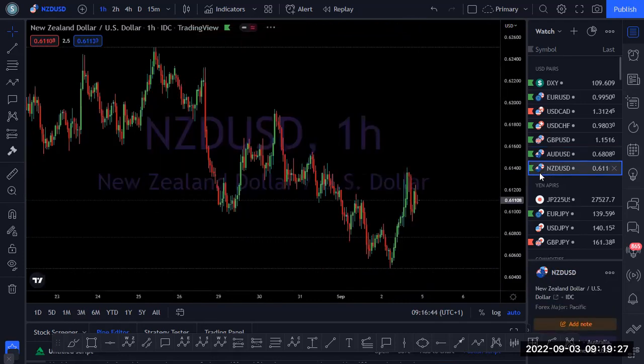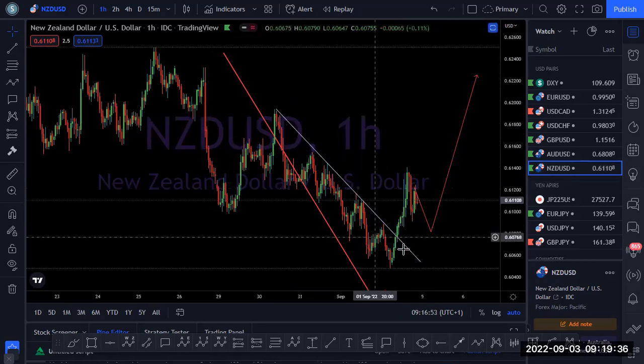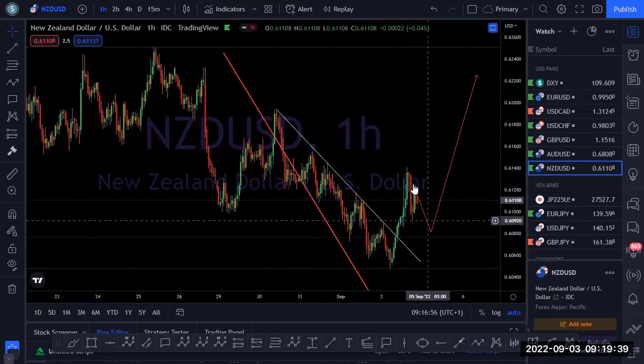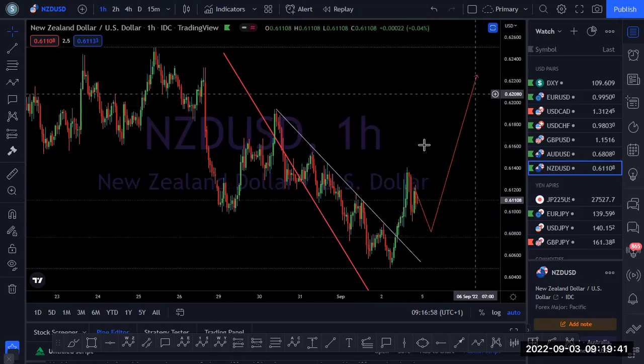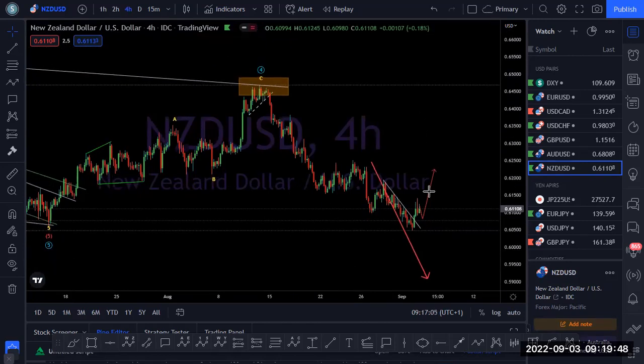NZDUSD. The same scenario. A broken channel, ABC, I will go up. Not yet confirmed, please. On 4 hours, you can see we still have room to go down. But you know, as I said, the market doesn't respect anyone. It can change anytime without giving you the complete move you expect.